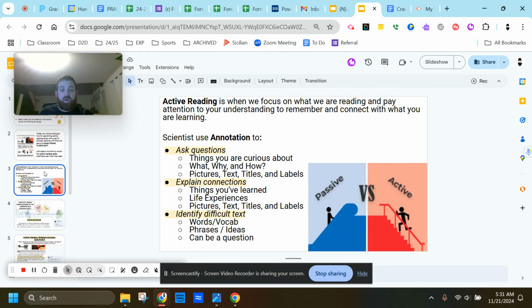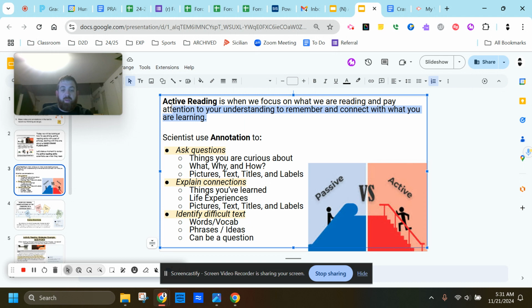So today we're going to dive in, and as we actively read, we're going to focus on what we're reading, paying attention to our understanding, and we're looking to make annotations about three important things. We're going to be asking questions, explaining connections we have with the text, and identifying difficult texts and ideas.